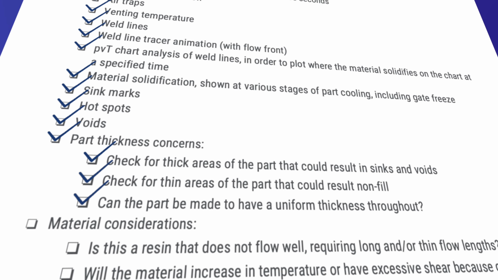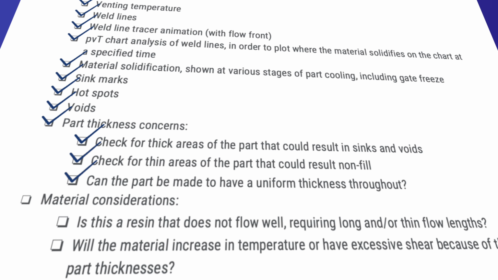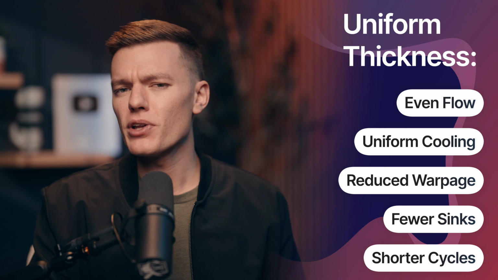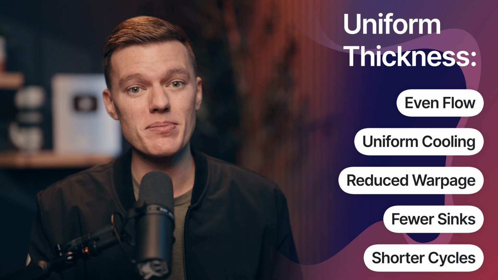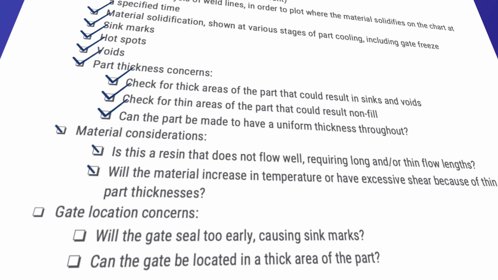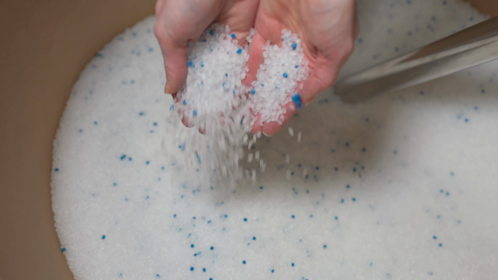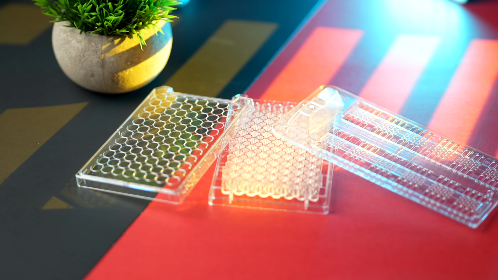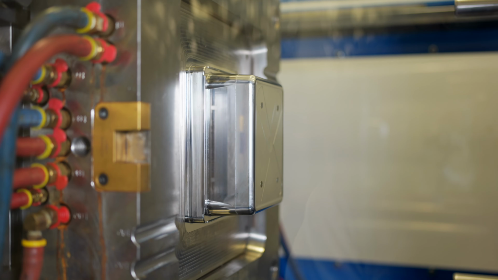Uniform wall thickness throughout the part is the single most important DFM rule in plastic part design. Consistent thickness promotes even flow, uniform cooling, reduced warpage, fewer sinks, and shorter cycle times, and sudden thickness changes should be avoided whenever possible. Next are a few material-driven risk factors. Some resins simply do not flow well and require shorter flow lengths or thicker walls. If the part geometry demands long or thin flow paths with a poor flow material, filling may be inconsistent or impossible without careful design changes.